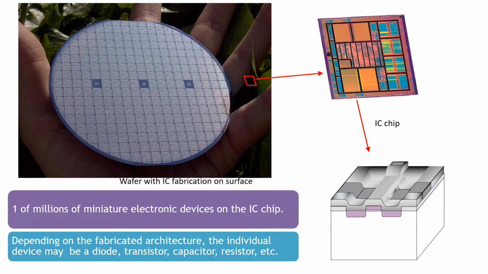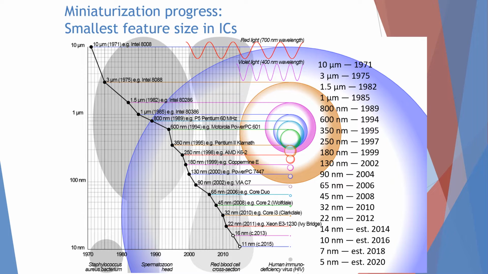On the IC chip, if you look into the chart here showing the miniaturization progress, we will see that things become smaller and smaller from the starting of this MEMS technology. When it becomes smaller, the process also becomes more complicated and much more difficult to fabricate.